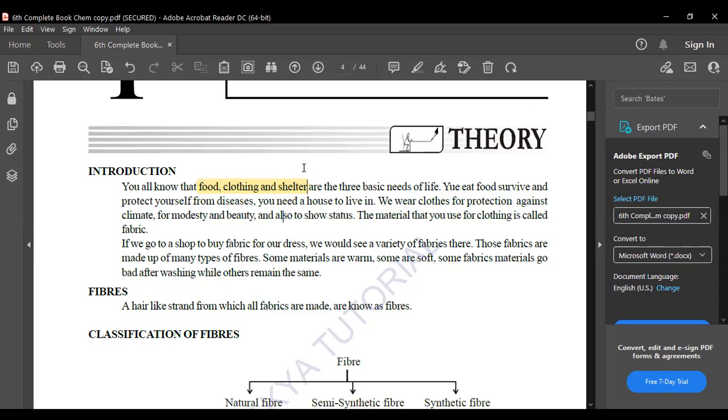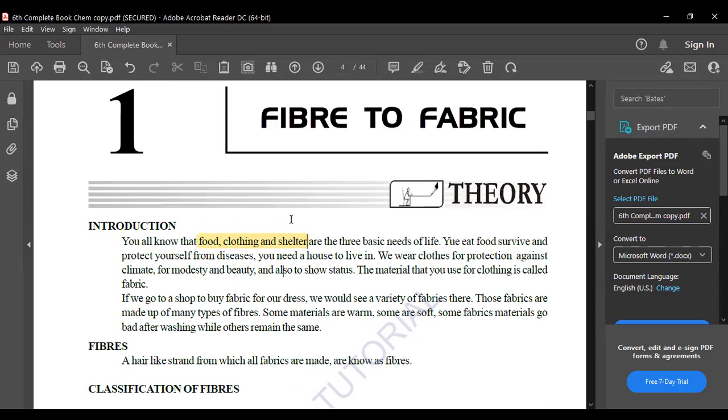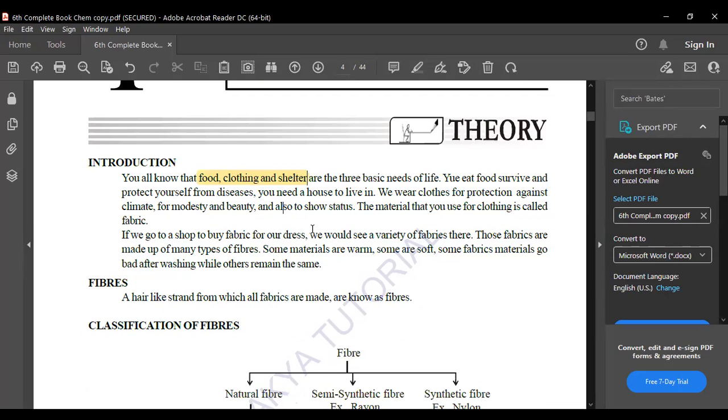Sir, just a doubt. In the second paragraph, we will see a variety of fabrics, is it fabrics or fabric? Fabrics means cloth. So it is fabrics, I think. Okay, that is a spelling mistake. There is a variety of fabrics, that is F-A-B-R-I-C-S. Yes. Okay, so we eat the food, protect ourselves, and for the growth of our body.